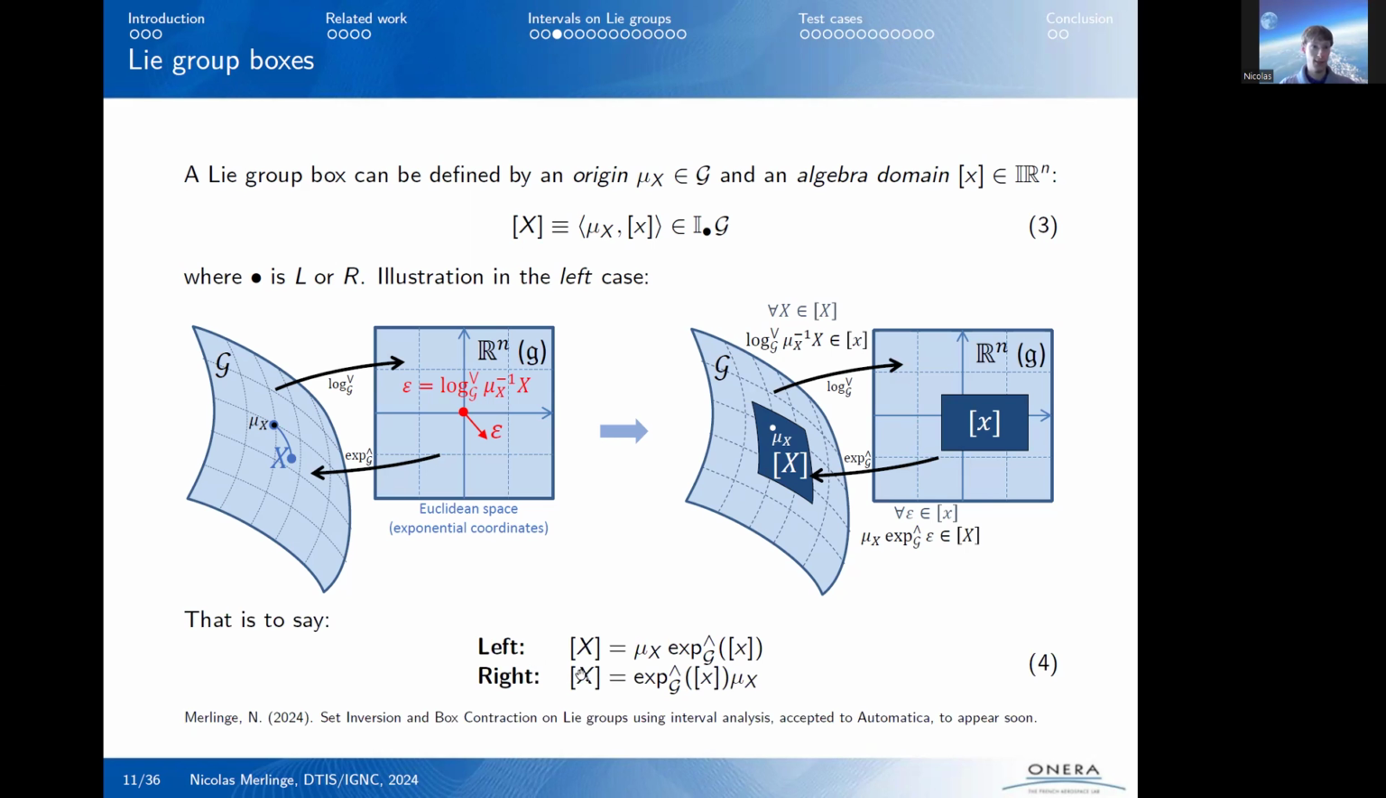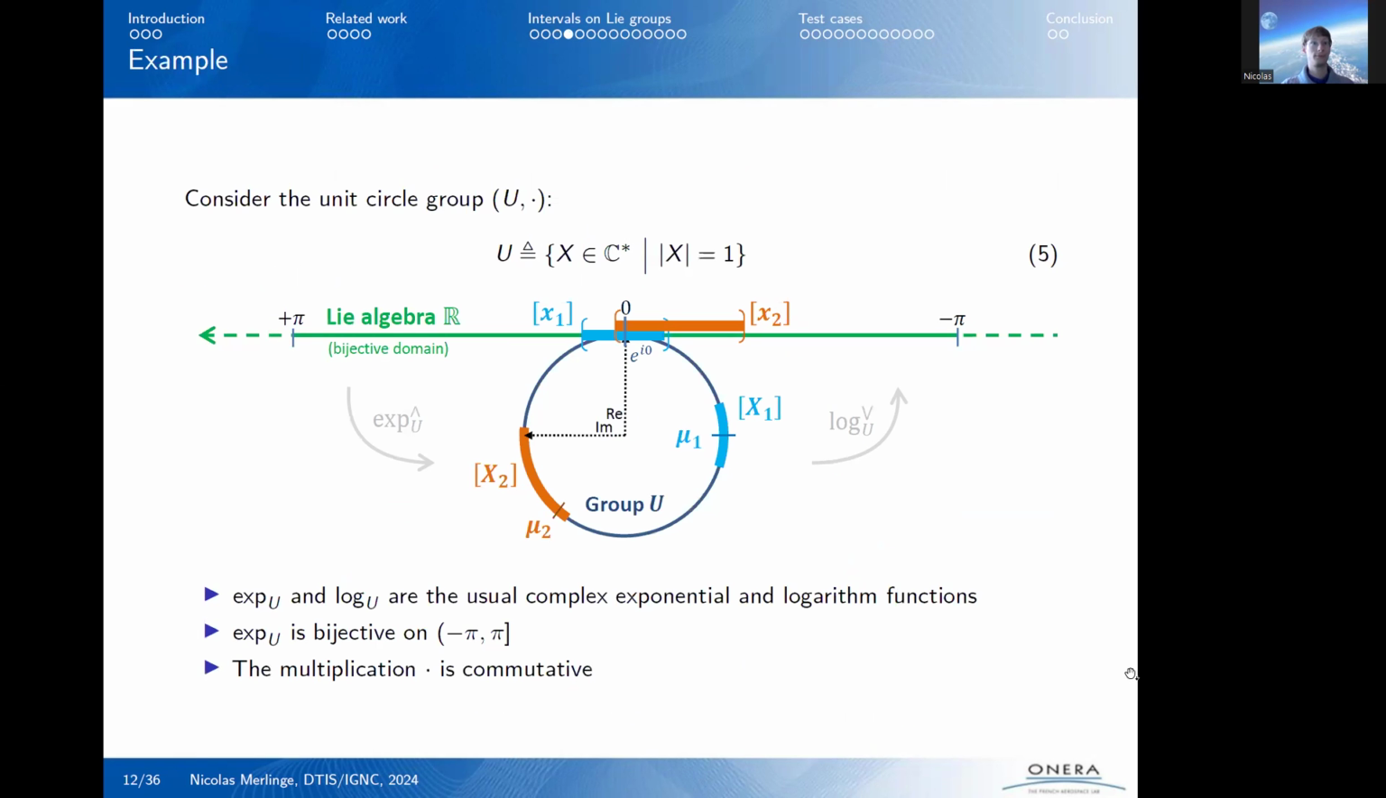I can formalize that by saying a Lie group box is made of the projection of the Euclidean box around the origin mu in the group. I can write this with the left or right side convention because generally the group is not commutative. Here's an example with the set of complex numbers that have unit modulus. The group is the unit circle in the complex plane. The algebra is the set of real numbers. The exponential is the complex exponential, and it is bijective in minus pi to plus pi. And the algebra is tangent at the identity element, which is 1 in the complex plane.